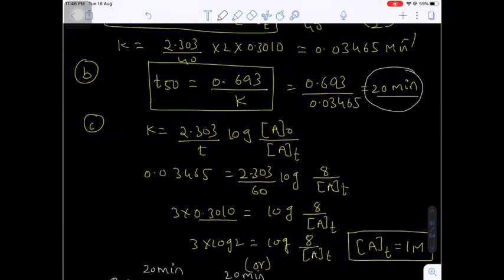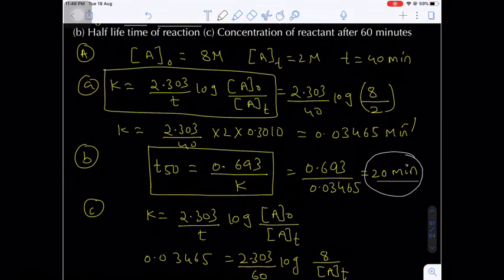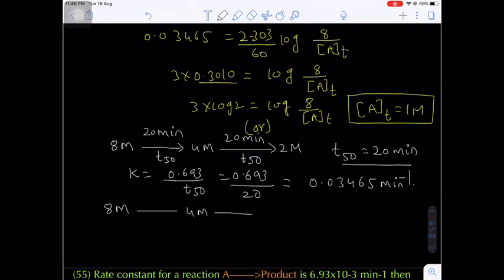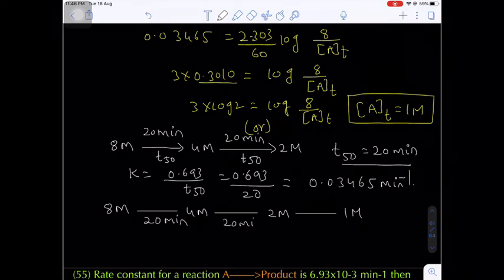Next, one more question is there. What is the concentration of reactant after 60 minutes? After 60 minutes, that means if you see, 8 molar becomes 50%, 4 molar, 1 half-life. From the 4 molar, 50% will be 2 molar, the second half-life. From the 2 molar to become 50%, that is 1 molar, that means the third half-life. So in each half-life, 20 minutes will be the time taken.